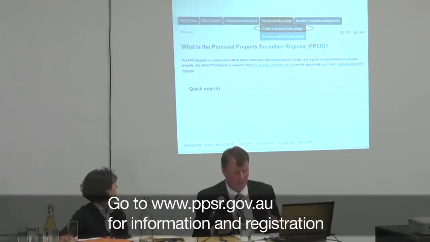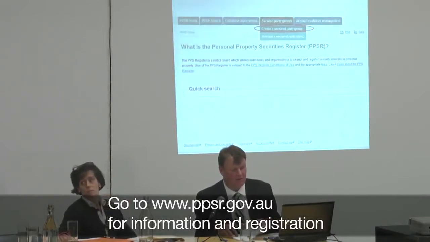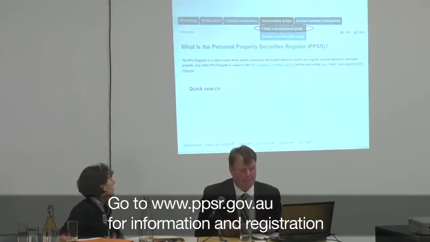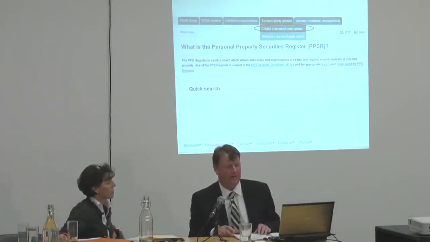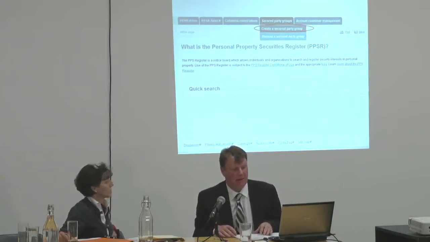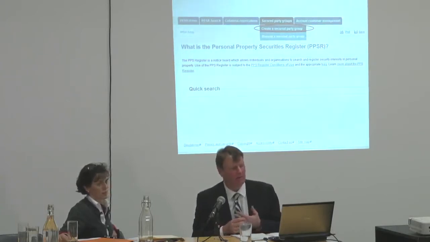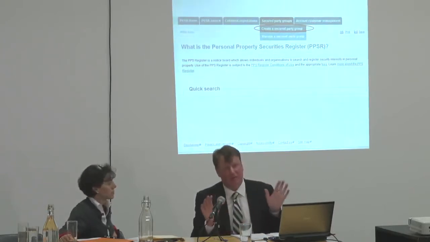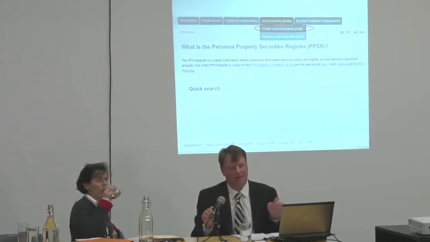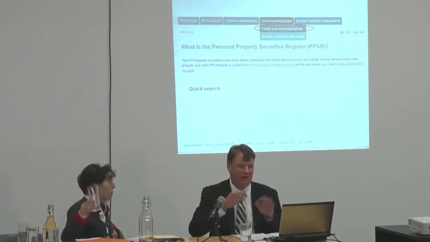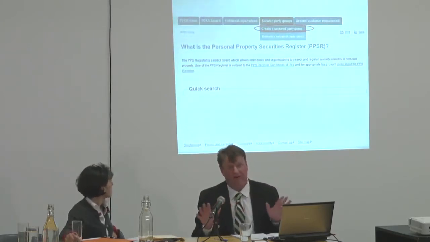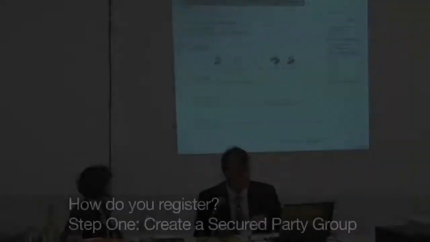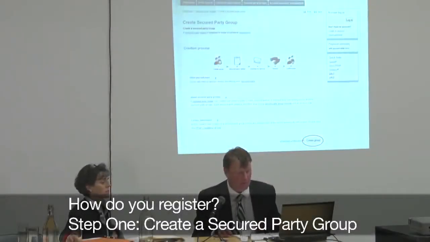So now we're getting on to actually taking a look at the register itself, what the register actually looks like. This is available through the internet, and if you go to the website www.ppsr.gov.au, that website is an informational website. It's got lots of information about how to use the register, but there's a link that you can click on to take you to the actual transactional website where you do transactions. What I'm going to take you through is, first of all, doing a registration.